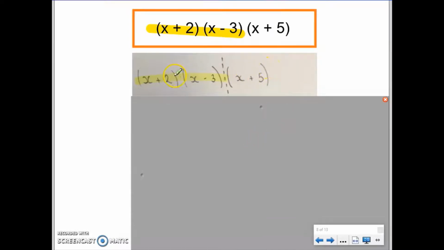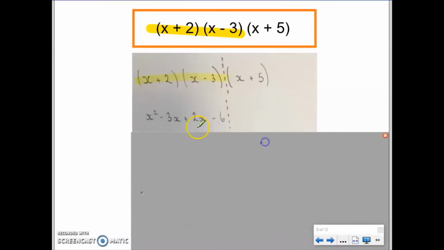So I'm going to expand the double brackets. x multiplied by x, giving me x squared. x multiplied by minus 3, giving me negative 3x. 2 times x, giving me 2x, and 2 times negative 3, giving me negative 6. So just like the method we've looked at in the first section of the video, we do 4 multiplications and we end up with 4 terms.